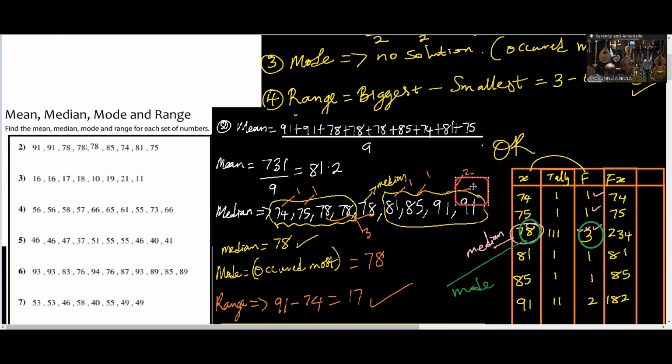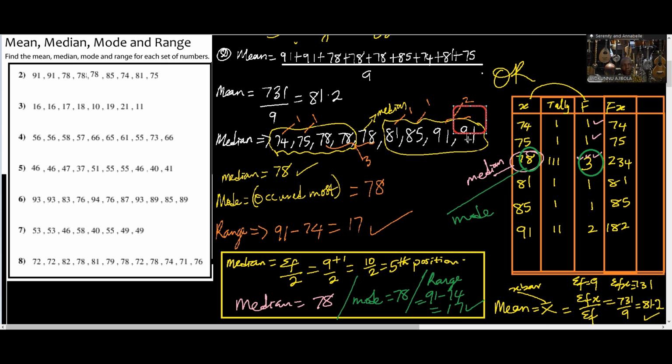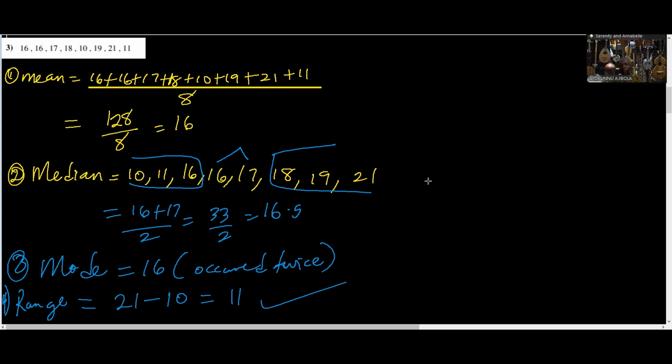And the second one as well, we have the mean to be 81.2. Then the median is 78. Because these are big numbers, it's a little bit away from it, but this is still close. And the mode is 78, but the range is an outlier far away from them. Okay, so take note of that.